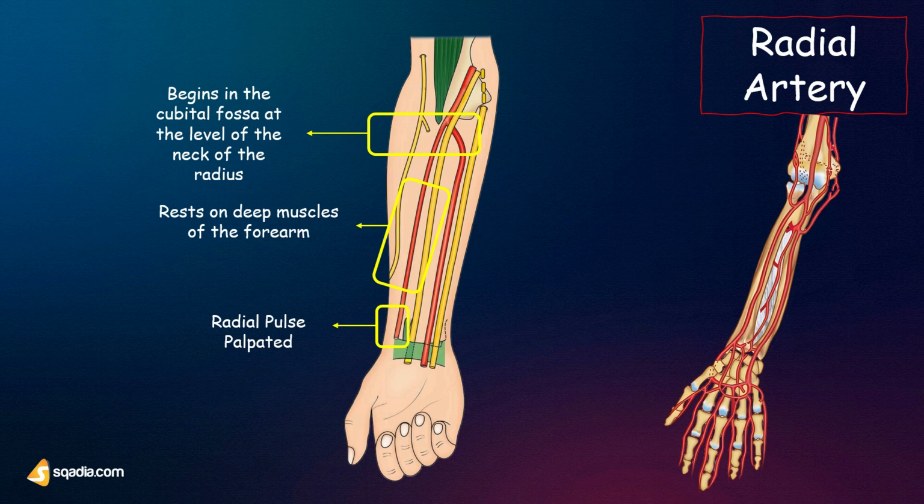The radial artery leaves the forearm by winding around the lateral aspect of the wrist to reach the posterior surface of the hand. In the coming section, we will talk about the posterior compartment of the forearm.